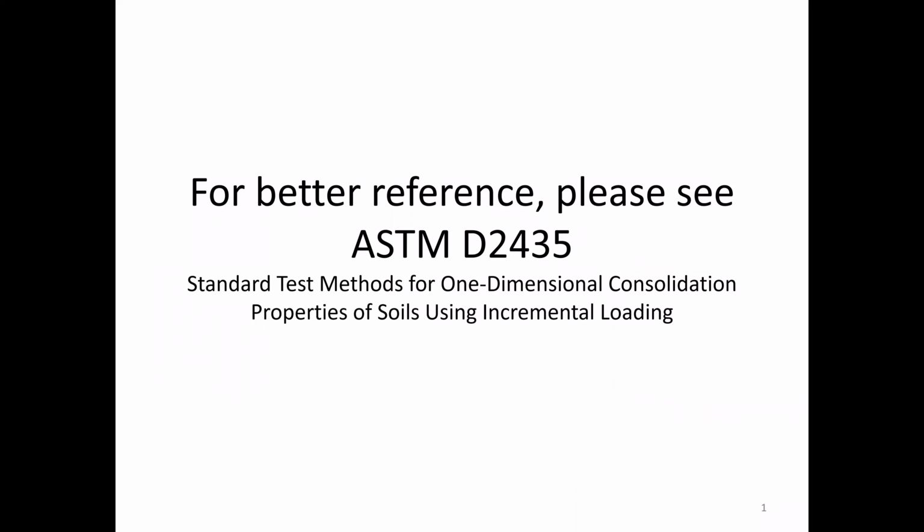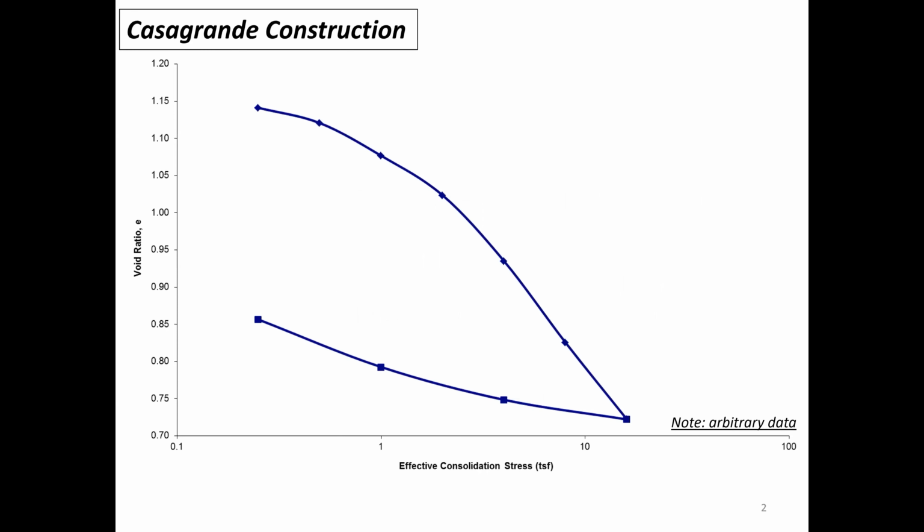Talk about the ASTM D2435 standard test method for one-dimensional consolidation properties of soils using incremental loading, particularly the Casagrande construction and the log time and square root time method for soil parameter characterization after we have the consolidation data. So here, first, is an e-log P curve, and we need this curve to perform the Casagrande construction.